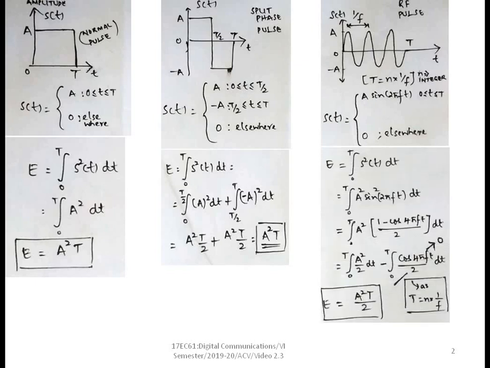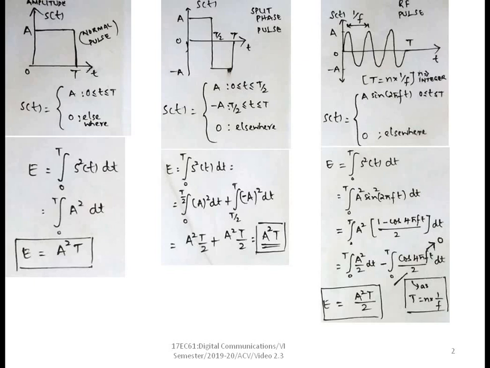And the energy of the signal can be evaluated as integral 0 to T of A square sine square 2 pi ft dt. And we know sine square 2 pi ft is nothing but 1 minus cos of twice the angle, divided by 2. So we can split it into two integrals. The first one would be integral 0 to T A square by 2 dt, and the second one is integral 0 to T cos 4 pi ft dt.